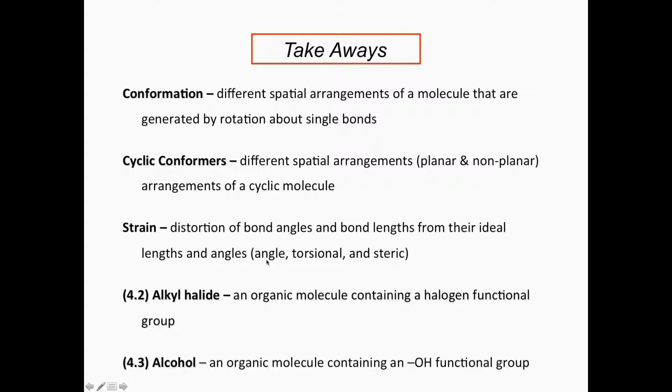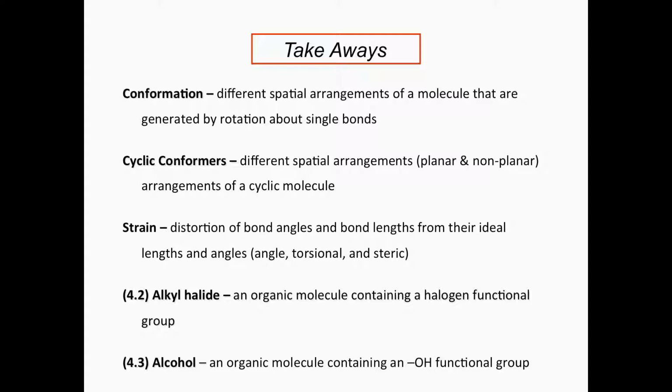So, the takeaways from this lecture on Chapter 3 focus on conformational analysis. Conformation refers to the different spatial arrangements of a molecule that come about from rotation about single bonds or sigma bonds. Different spatial arrangements produced by rotation are referred to as conformers of one another. If the molecule in question is cyclic, we refer to conformers as cyclic conformers.